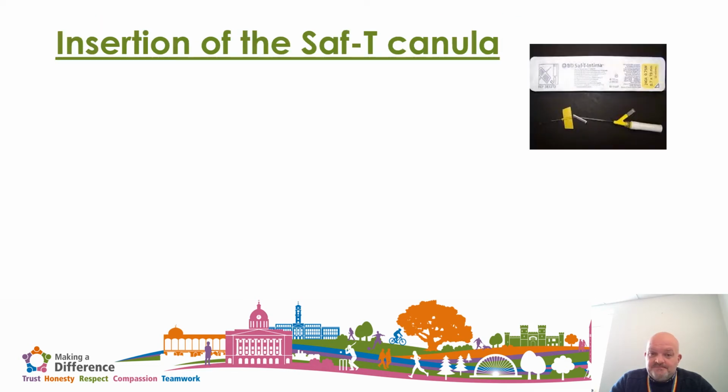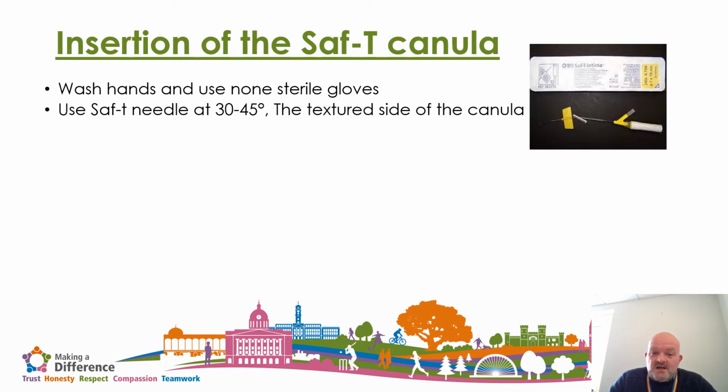So when we're looking at inserting our Saf-T cannula, you can see the picture of it in the top right hand corner. All it is, is a plastic tube with a metal guide wire. It is a non-sterile procedure, so the idea is that we wash our hands and use non-sterile gloves. There are two sides to the cannula, and it's the textured side of the cannula that should go to the skin.